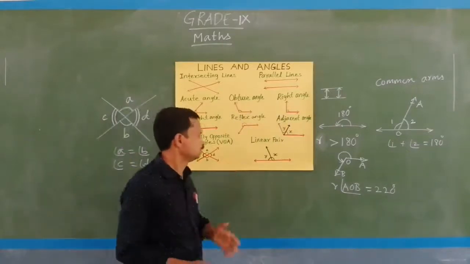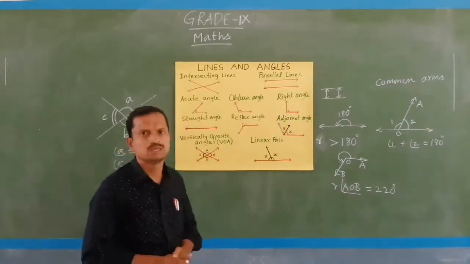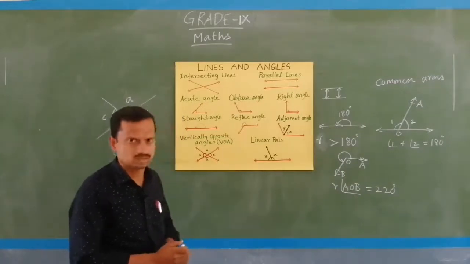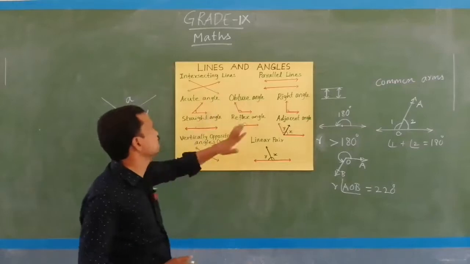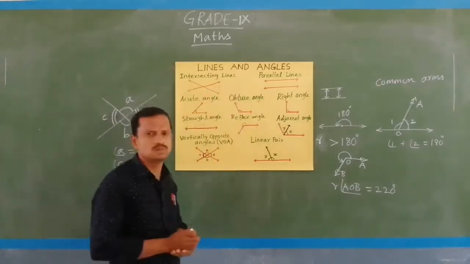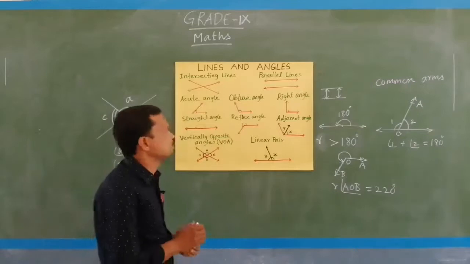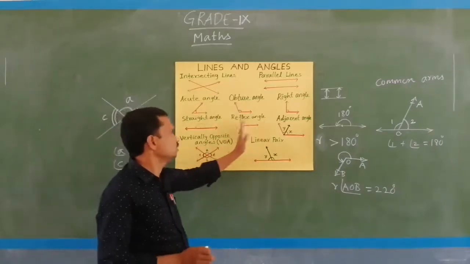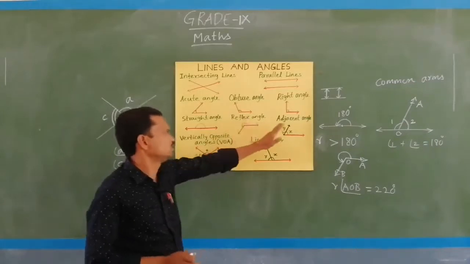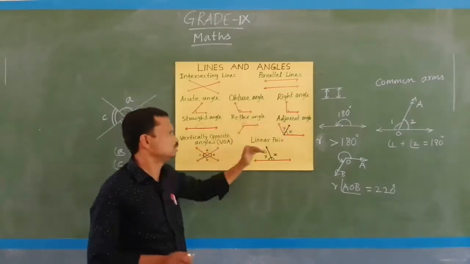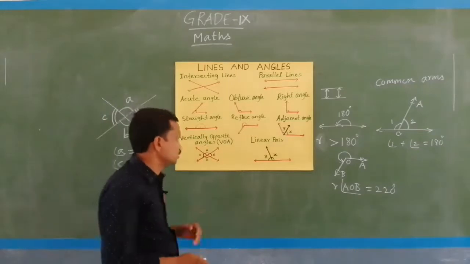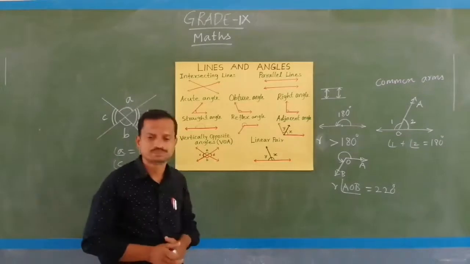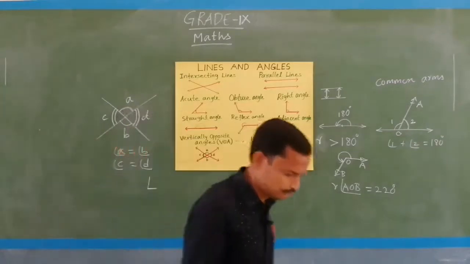So these are the main points you have to remember before getting into the exercise sums. So first of all, lines and angles. About lines means intersecting lines and parallel lines, and about angles means all types of angles, and over this adjacent angle, vertically opposite angle, and linear pair of angles we are going to see here, and we are going to apply all these points in the problems.